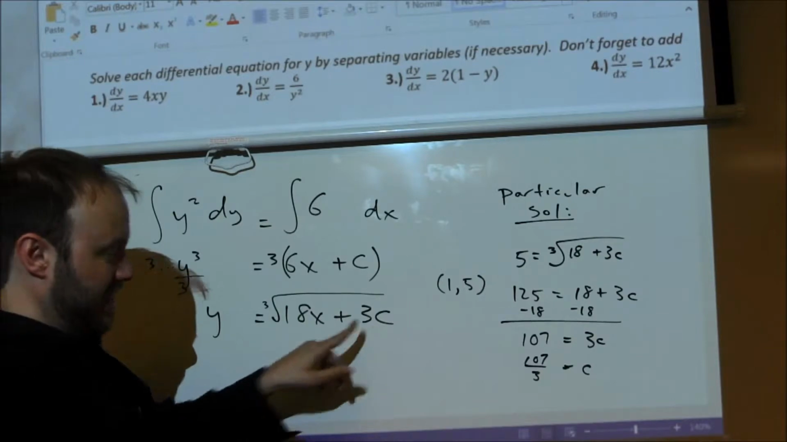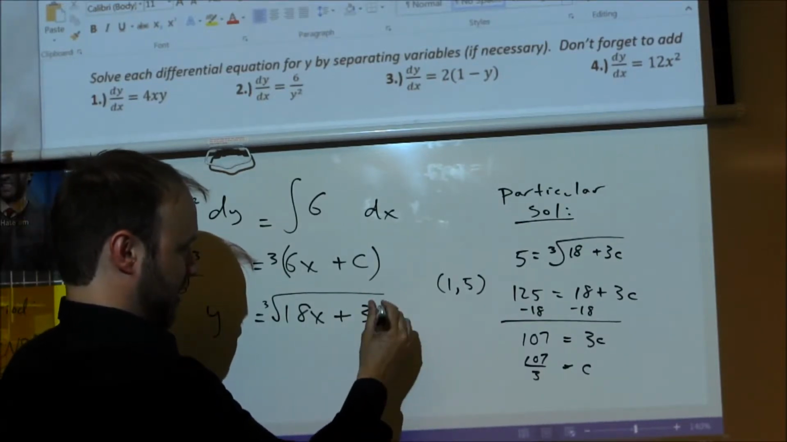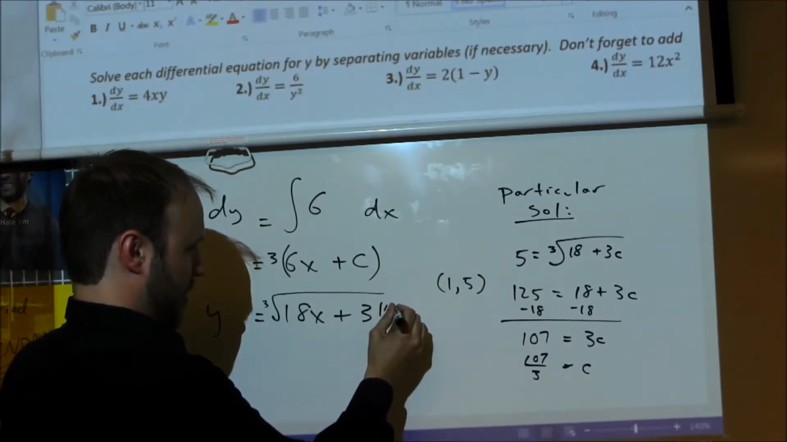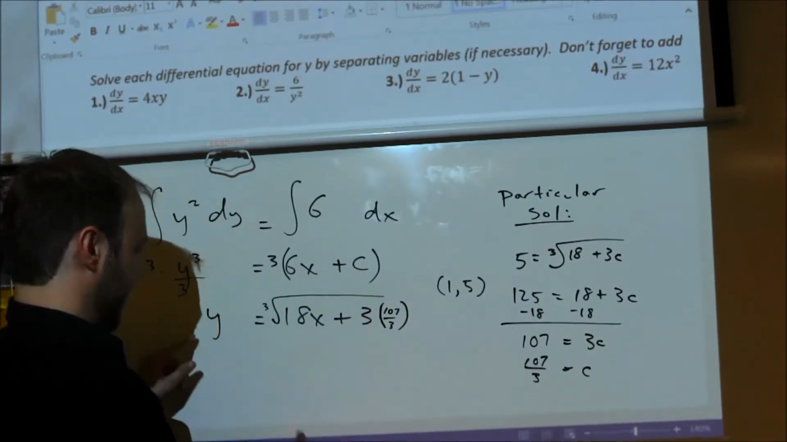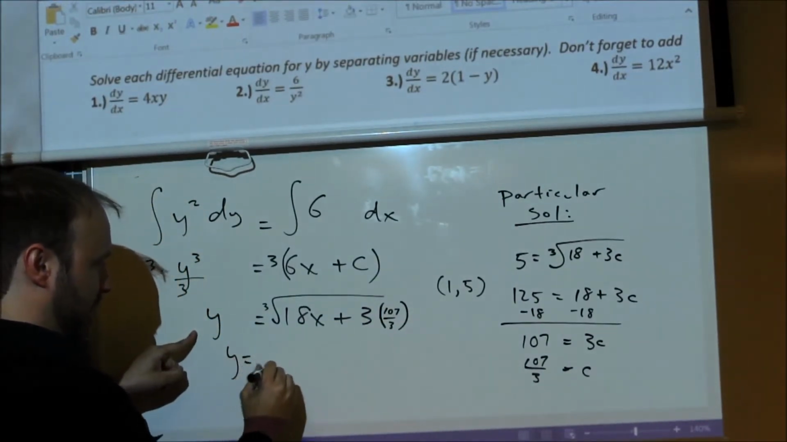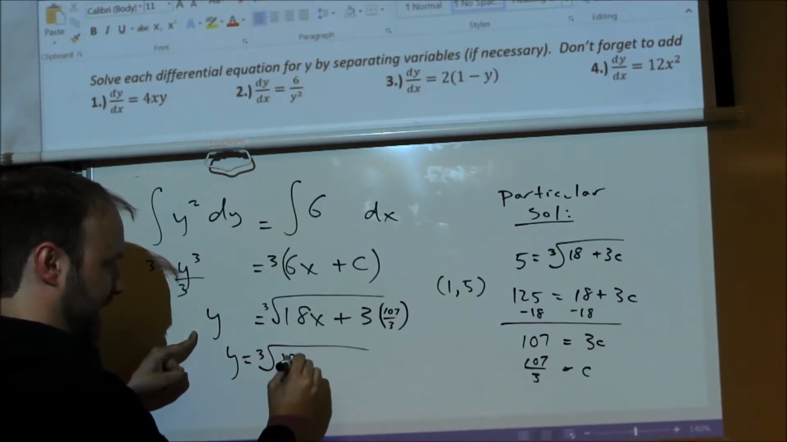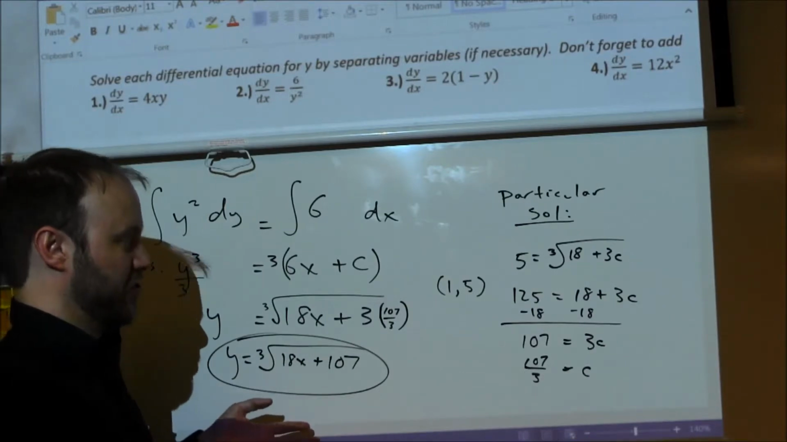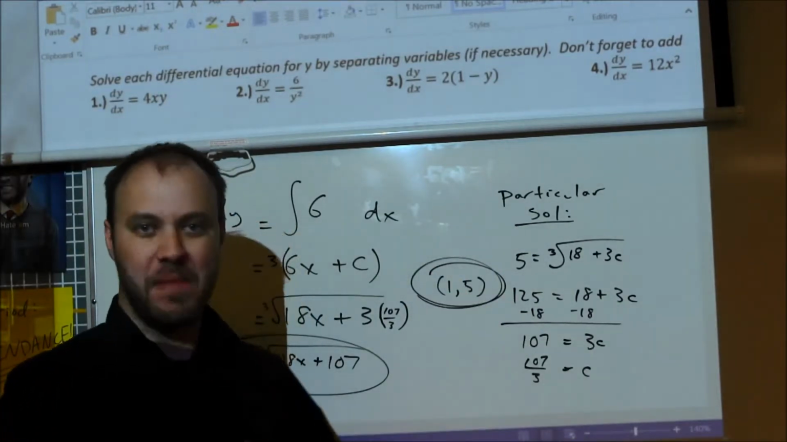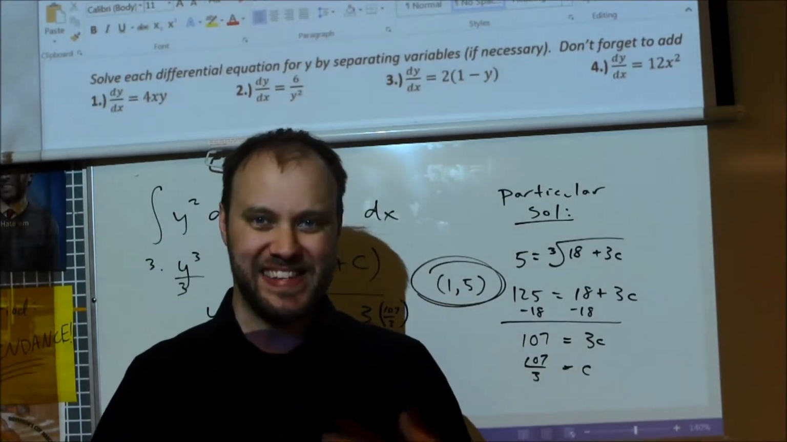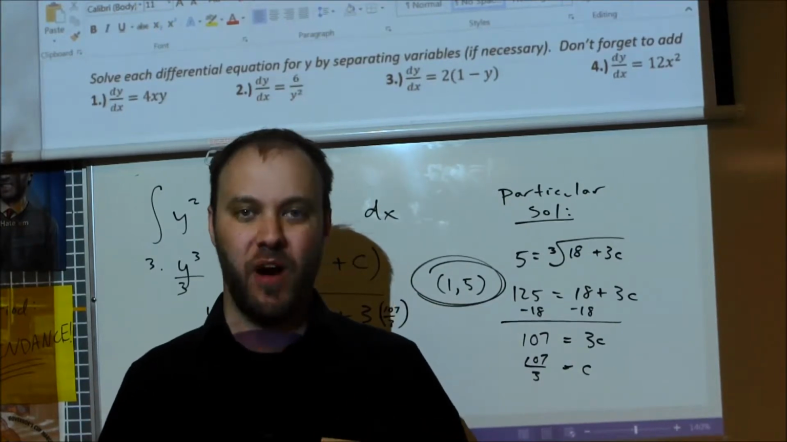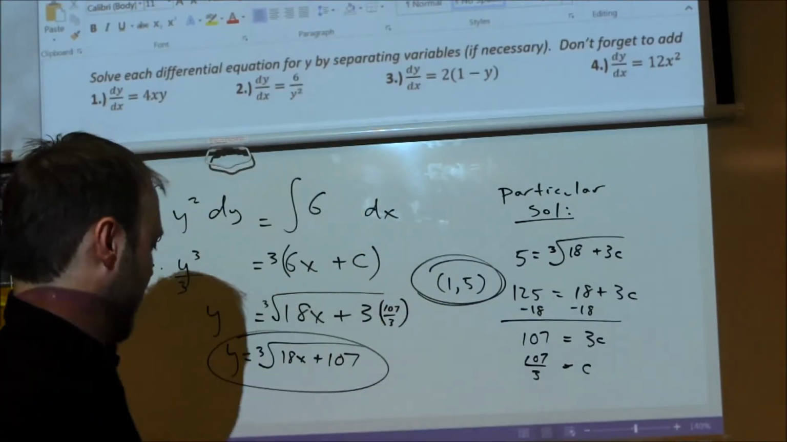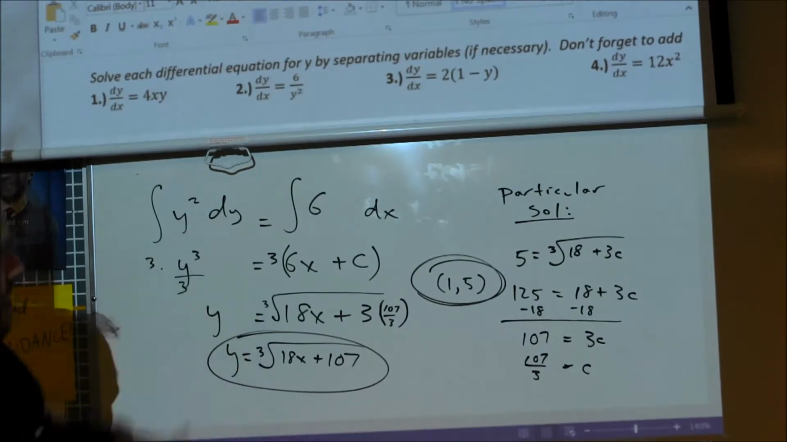Notice in this particular case, if I subbed in 107 over 3, the 3's are going to cancel, and I would just get y equals the cube root of 18x plus 107 would be my particular solution for this point. That may not be the same point on the review, but that's the basic idea. You fill in x and y, you solve for c. All right? Moving on to example number 3.